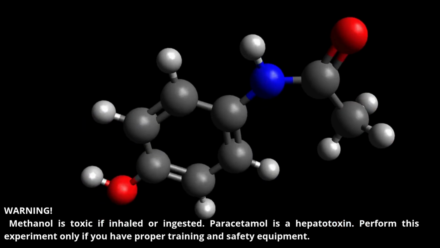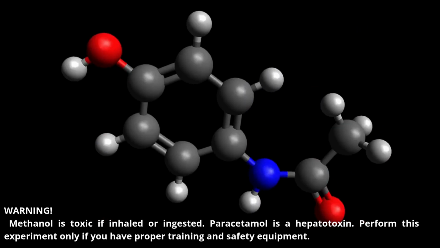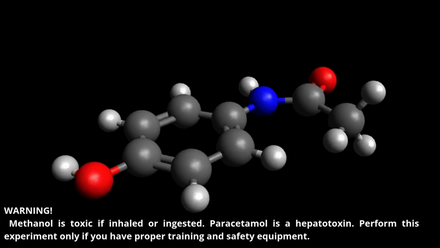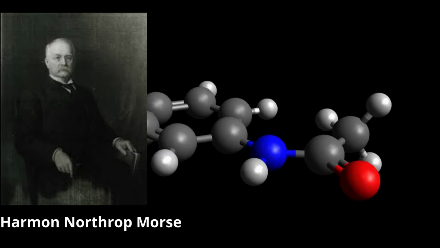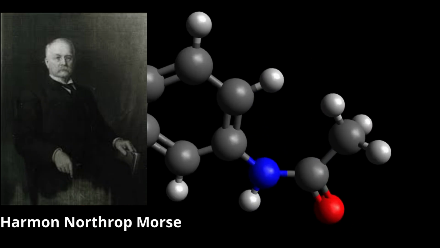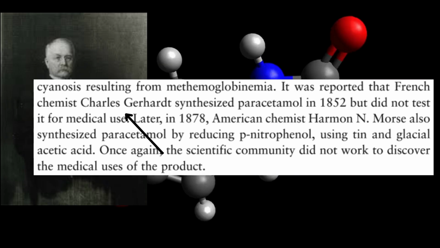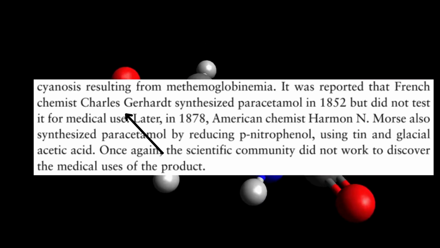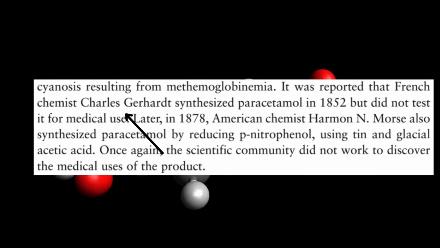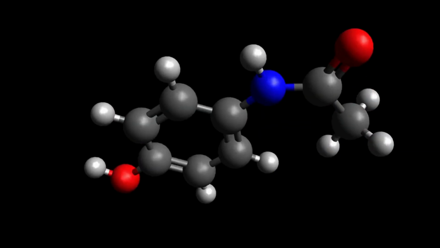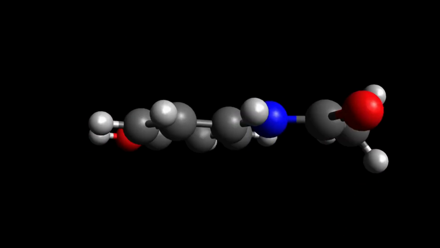Paracetamol is one of the most used drugs worldwide, mainly as an antipyretic and analgesic. It was reported to be synthesized for the first time in 1878 by the American chemist Harmon Northrop Morse, although some sources cite Charles Gerhardt as the first synthesizer 20 years before. Anyway, the medical use of paracetamol was found several decades later.